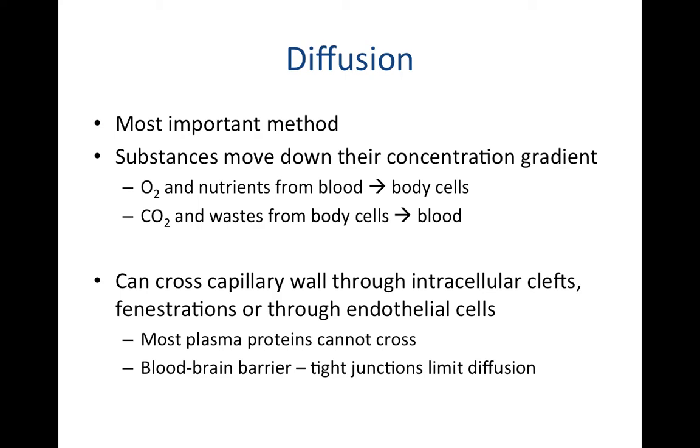Some capillaries are a little bit specialized, their anatomy is a little bit changed, so you may see a fenestrated capillary, you might see some intracellular clefts in particular areas of the body, and that would allow for a little bit more diffusion to take place, but you're not going to be able to move your plasma proteins. They are too big. And then when you look at the brain, you have the blood-brain barrier that is going to limit how much diffusion can take place and what substances are able to diffuse. It's much more selective in the brain because you have tight junctions that will limit that diffusion.